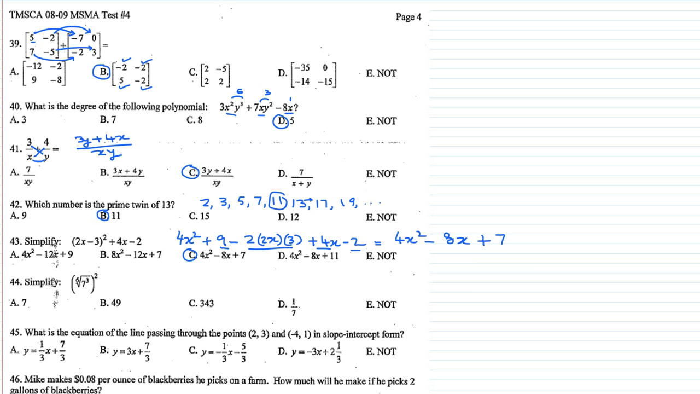Question 44. Simplify the following number. In this case, 7 to the power 3 is raised to the power 1/6. So this is the 6th root of 7 to the power 3. And then the entire expression is raised to the power 2.